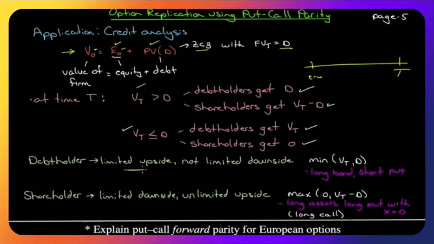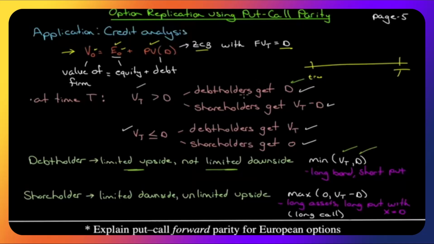So let's look at it in terms of their payoffs here. The debt holder has limited upside. The most they can get is the face value of the debt. But they have not limited downside. I don't like to say unlimited downside because it is not unlimited. It goes to 0, so it is limited in a sense, but it's not limited in the sense that the upside is limited. So I use the words not limited downside, which means they can lose more on the downside than their upside has. So they will get the minimum of either the value of the firm, whatever the value of the assets are, or the face value of their debt.